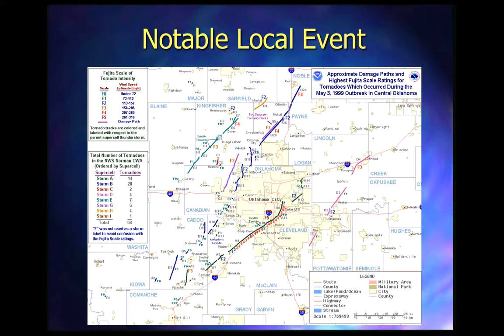Of course, a notable local event that we had here, the big May 3rd outbreak of 1999, produced a very long track F5 tornado, and that's obviously gotten a lot of attention. I believe there were 58 tornadoes in Oklahoma. I think there were on the order of 45 people killed in that outbreak, and there was an estimate that there could have been upwards of several hundred fatalities had it not been for the advanced technology and other things that we have today that weren't present, for example, 40 or 50 years ago.